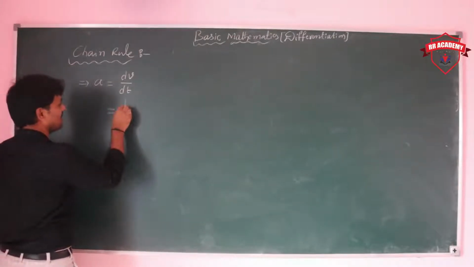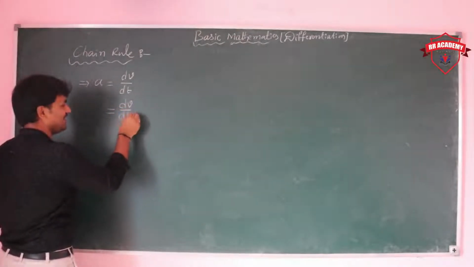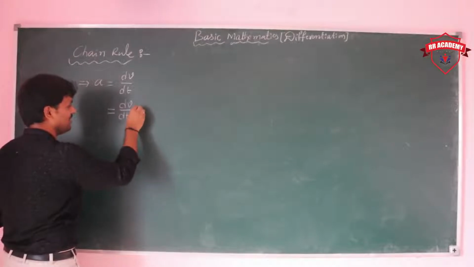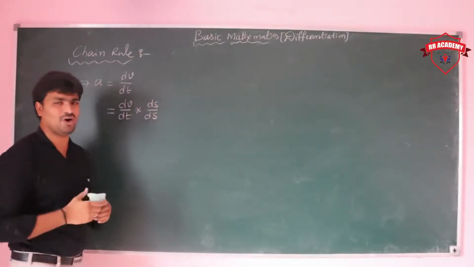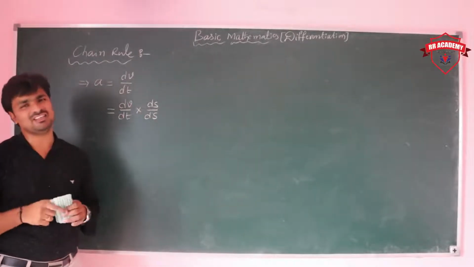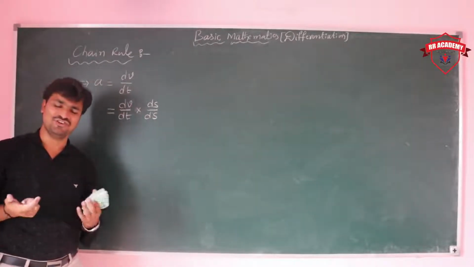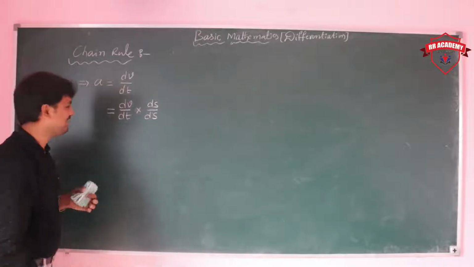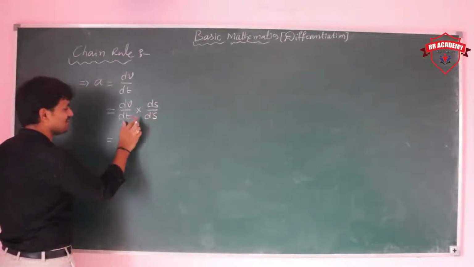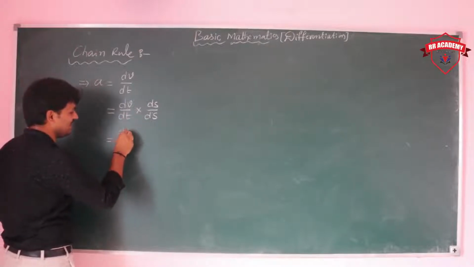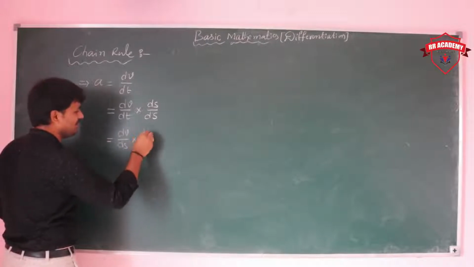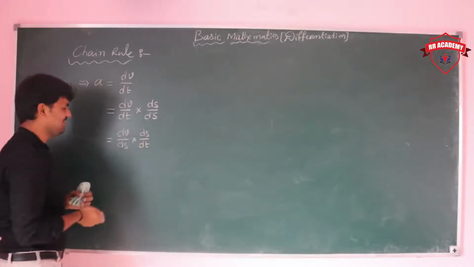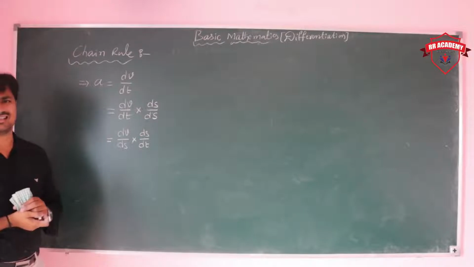The chain form is nothing but writing dv by dt into ds upon ds. ds upon ds means multiply and divide with ds. Is there any change? No, the value is 1 only. Now I am just replacing, so it goes to dv by ds into ds upon dt.